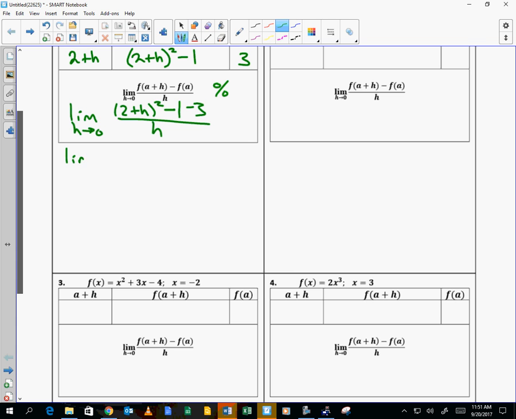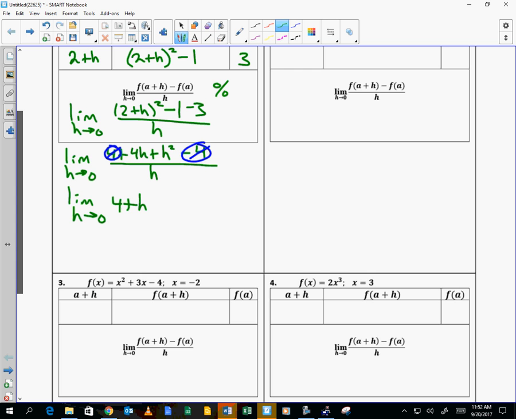So I have the limit as h goes to 0 of, let's square that. What do you get? 4 plus 4h plus h squared minus 1 minus 3, all over h. The 4 is canceled. Can I divide by h? So I have the limit as h goes to 0 of 4 plus h.